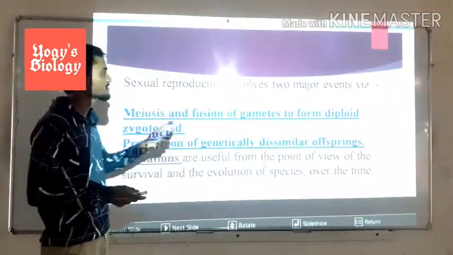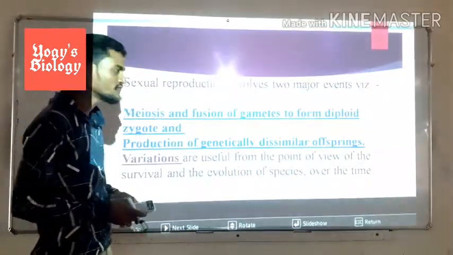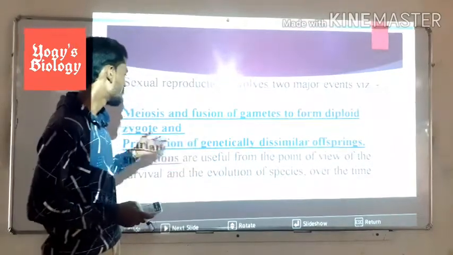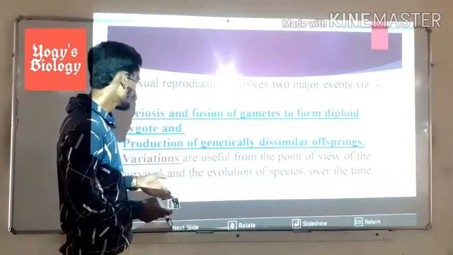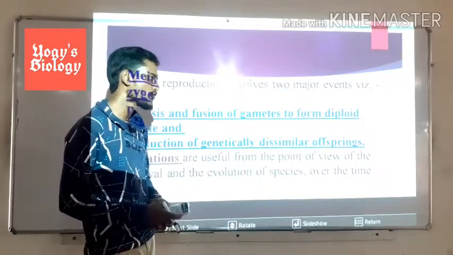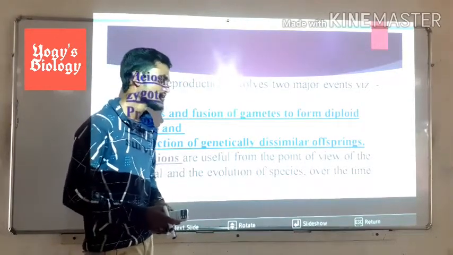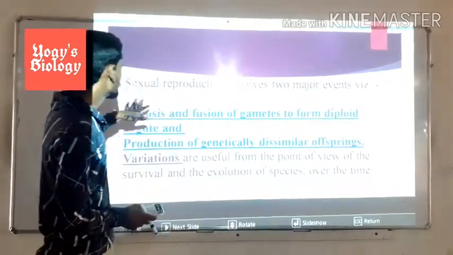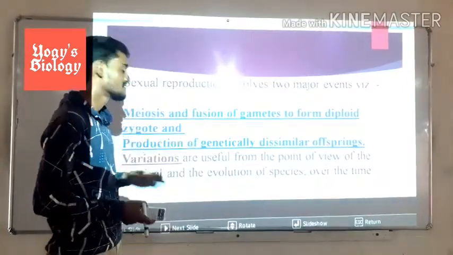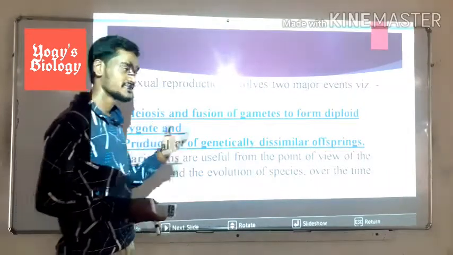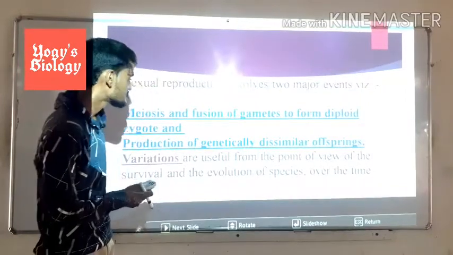Sexual reproduction involves two major events: meiosis and fusion of the gametes to form a diploid zygote, and the production of genetically dissimilar offspring. These variations are useful from the point of view of the survival and evolution of the species over time. First is fertilization and zygote formation, and then they produce flowers, fruits and seeds.